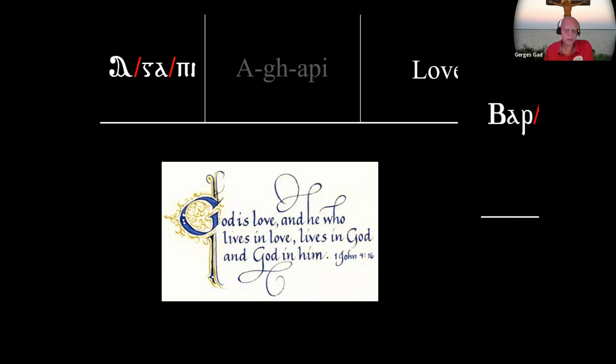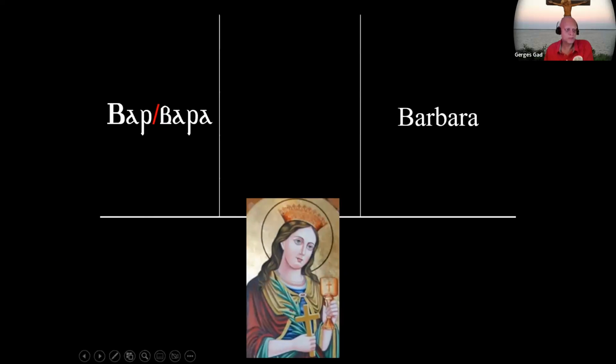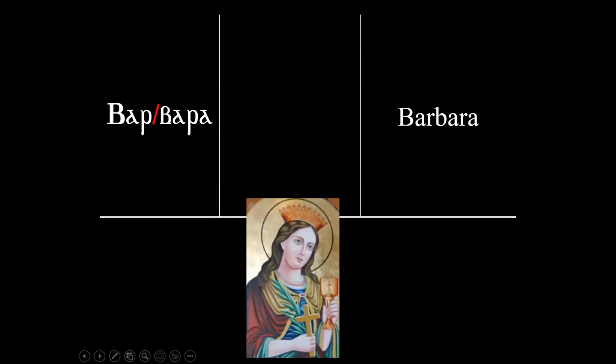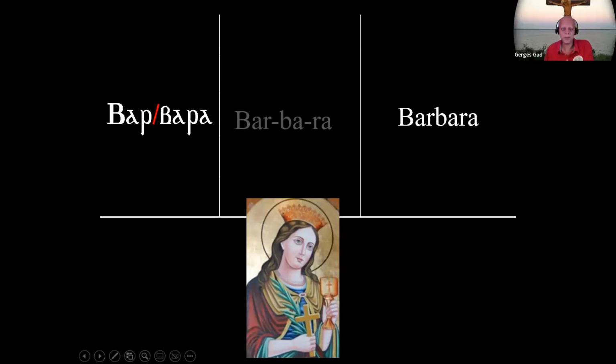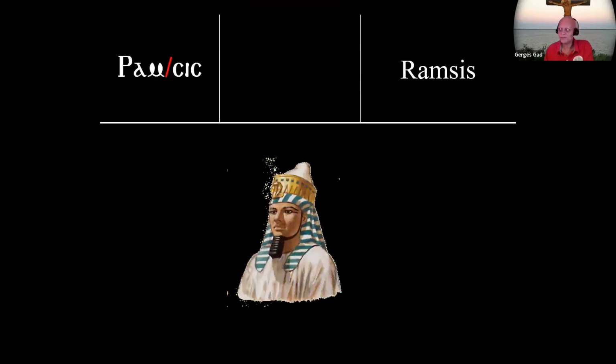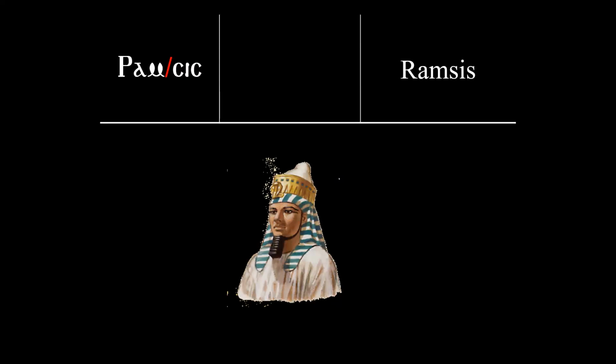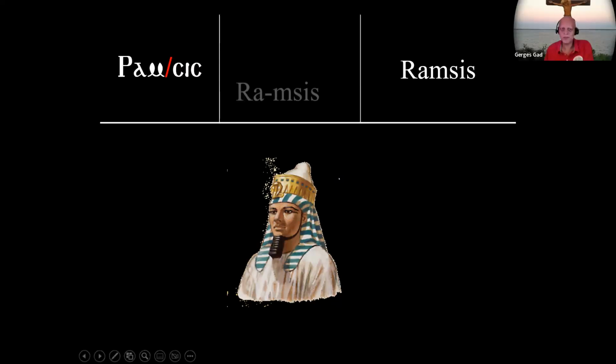Okay, next, Patrick, can you do the next one? Barbara. Yes, very good. Easy word. Barbara, which is Saint Barbara. Okay. Philo, the next one. Ramses. Yes, very good. Ramses. Like the Pharaoh Ramses.